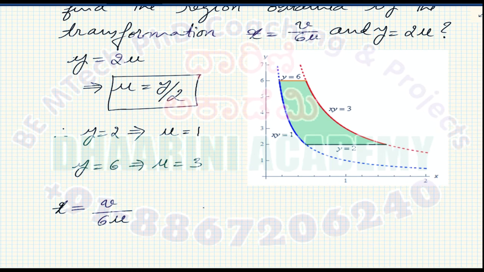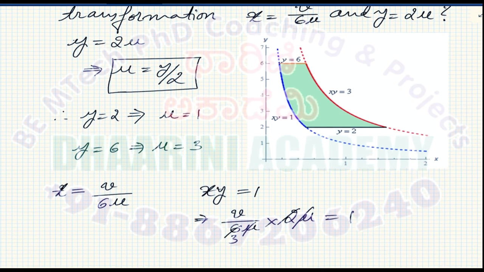They give the conditions like xy equal to 1, where y is equal to 2u, right? This implies x is v by 6u into y, and y is equal to 2u. This is equal to 1. So I can see that u cancels, this is v by 3. So v by 3 is 1, which implies v is equal to 3.